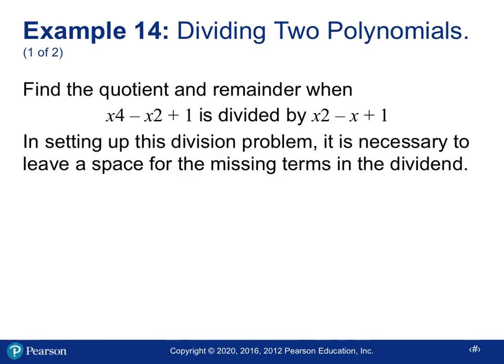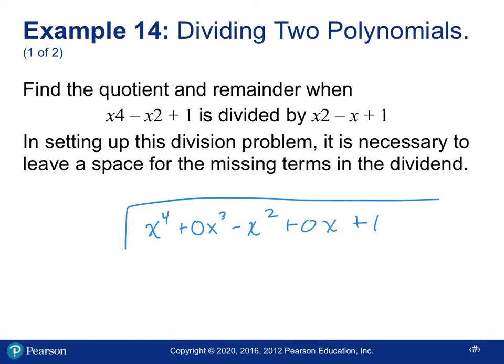So here's an example of one where you need to have 0 placeholders. So when I set up my dividend, I have x to the 4th, but I have no x to the 3rd, so I have to do 0x to the 3rd. X squared, I have no x to the 1 term. And this is how you'd want to do your division.